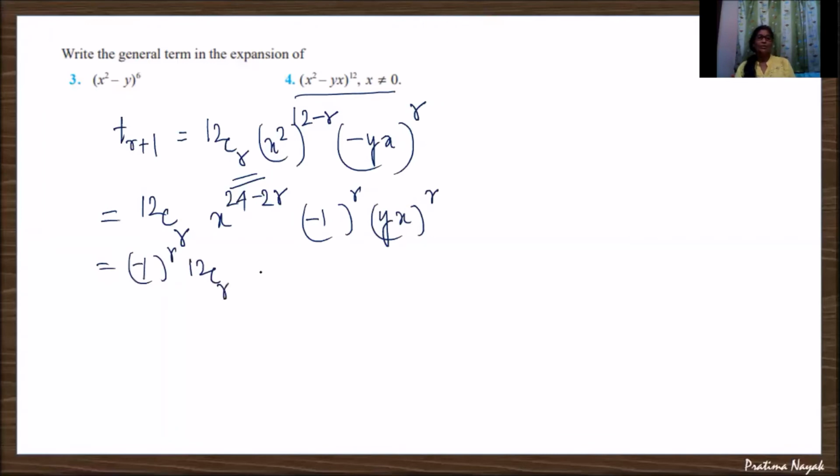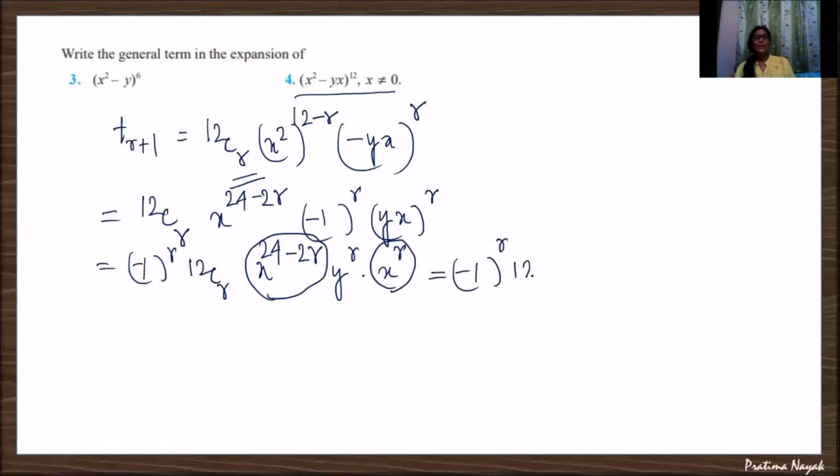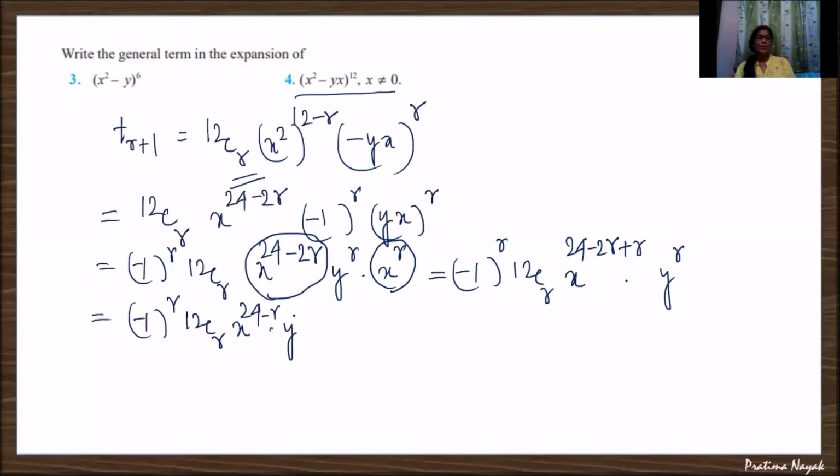12Cr, x to the power 24 minus 2r, and here y to the power r into x to the power r. Then I will simplify this x and x. So how much will it be? It will be 12Cr x to the power 24 minus 2r plus r, because they will be added, y to the power r. So what will be the ultimate answer? It will be minus 1 to the power r, 12Cr x to the power 24 minus r into y to the power r. Answer.